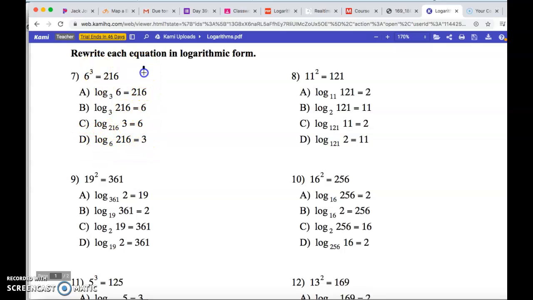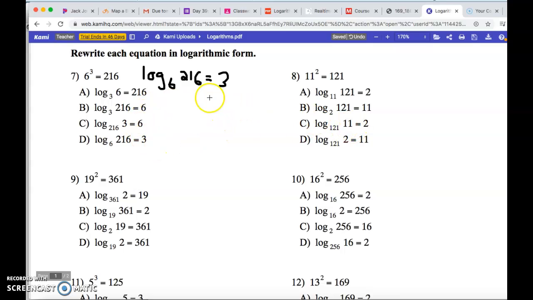If you were to rewrite it, I'll do it a little more clearly here. In the log form, you need a base. This base is going to be the base of the exponent, so log base 6. Your answer goes here next, which is going to be 216. Then your answer for a log, I know it's a little weird, but the answer is the power of the original equation. So your answer is 3. That's log BAP, base answer power. 6 to the third power is 216. So you should be able to rewrite forwards and backwards, so that's how we get D for your answer.